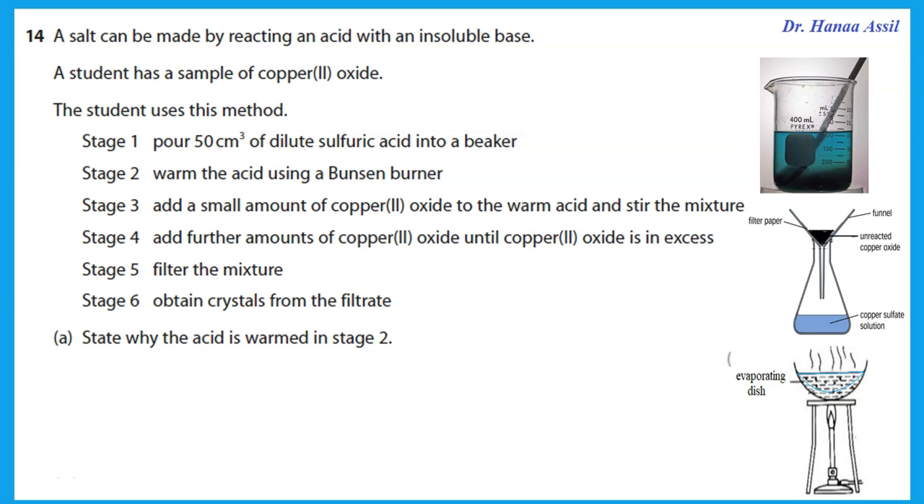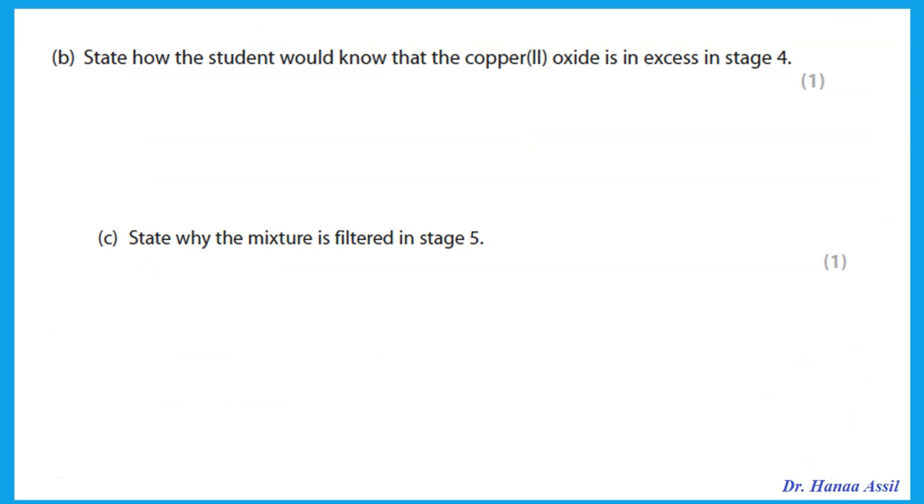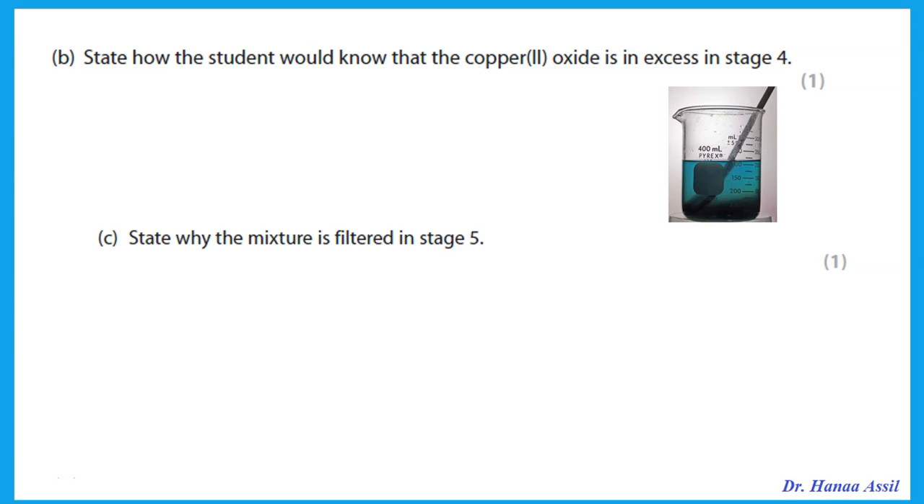And the first question is, state why the acid is warmed. Why do we warm the acid at the beginning? To speed up the reaction, or to increase the rate of the reaction, to make it faster. State how the student would know that the copper oxide is in excess. So we're adding copper oxide until what? How do I know that the reaction has finished? If the excess solid remains at the bottom of the beaker. Then we stop and we filter.